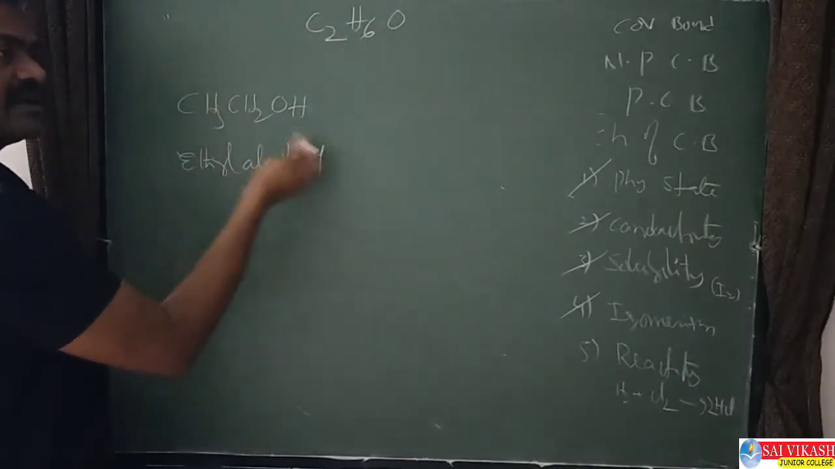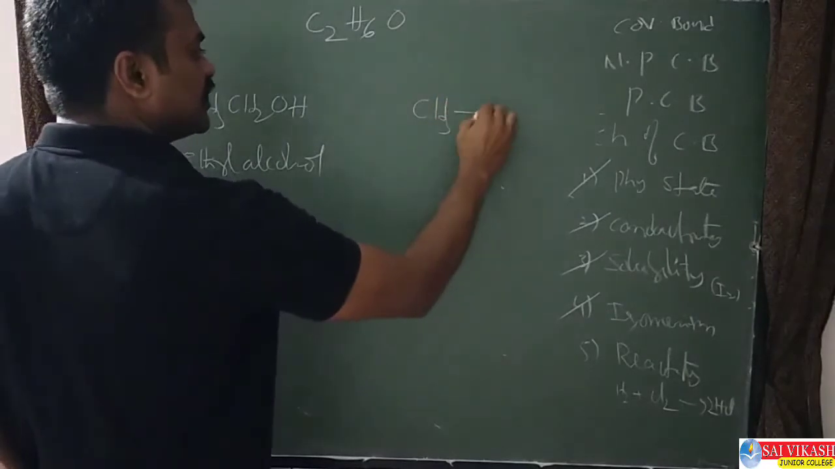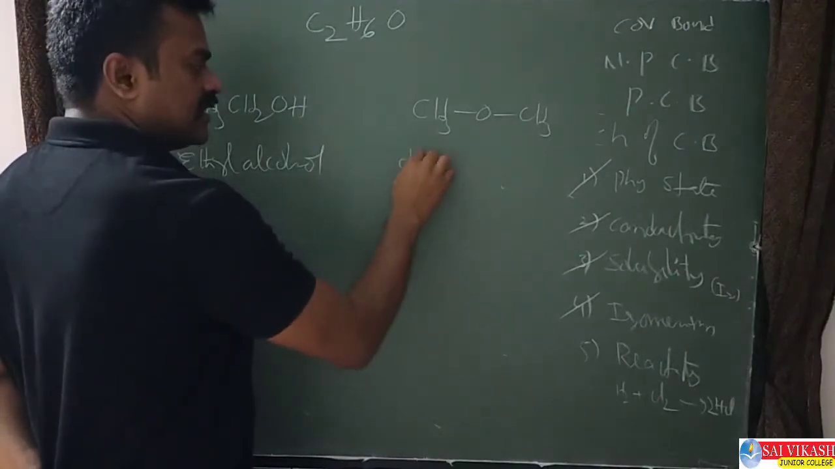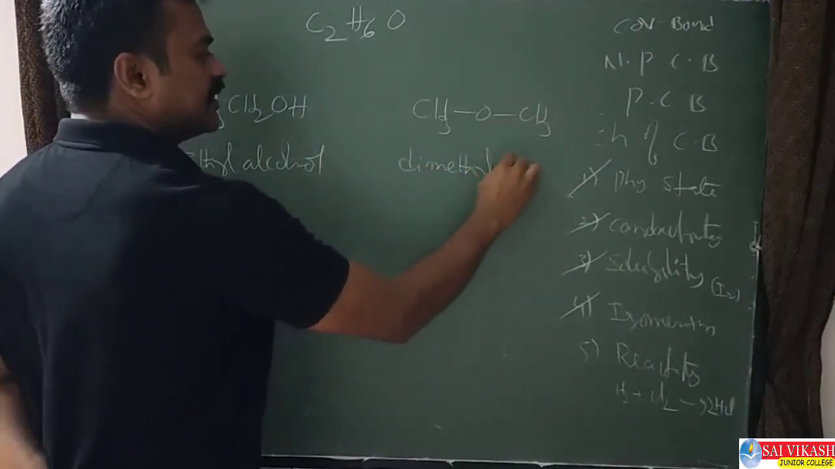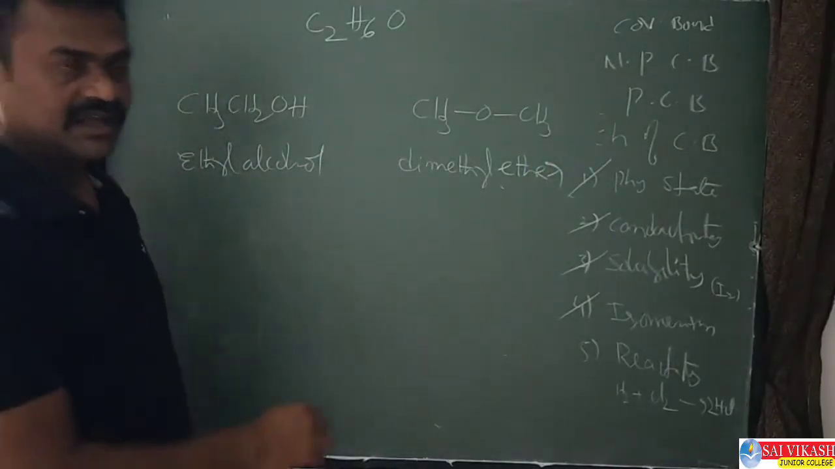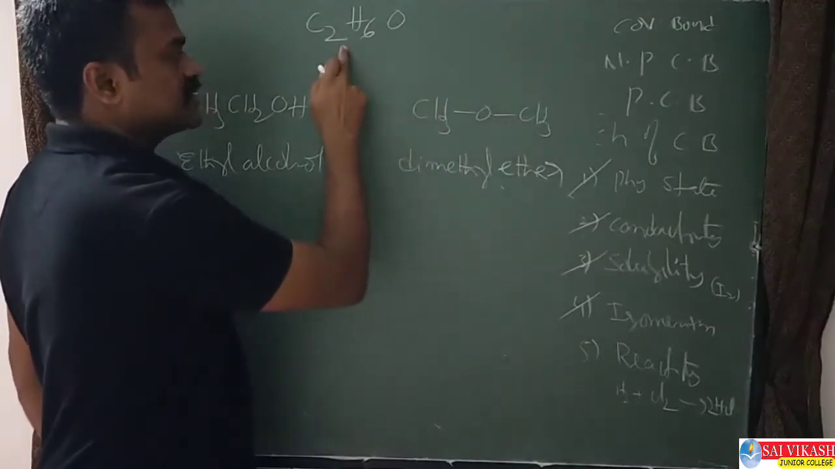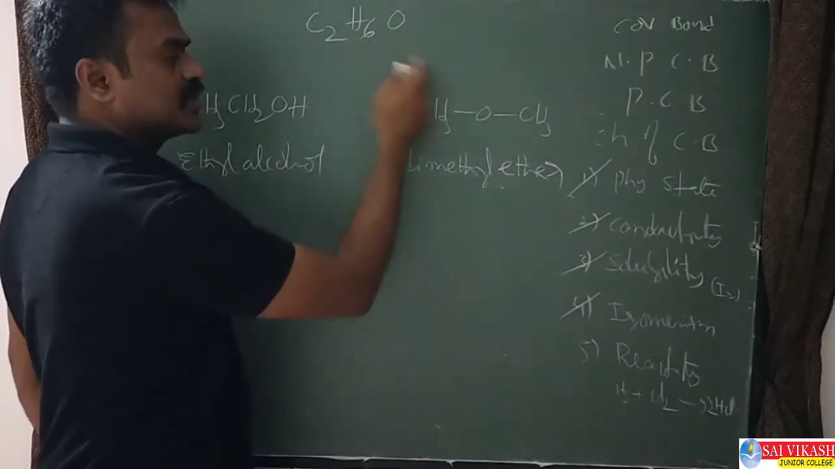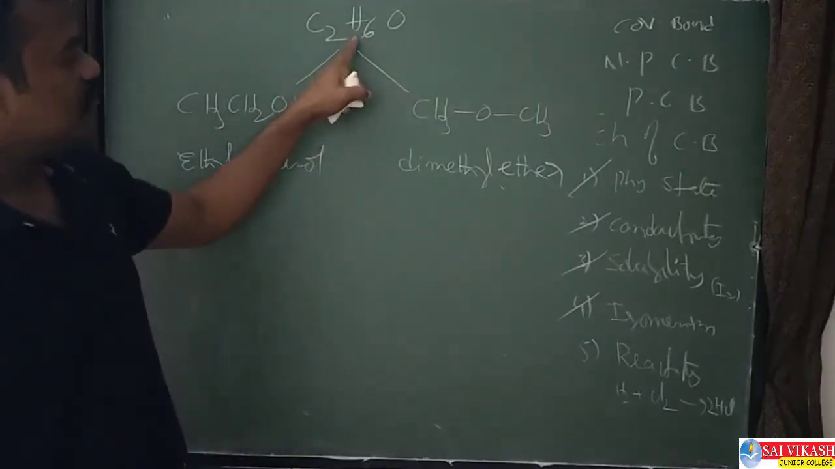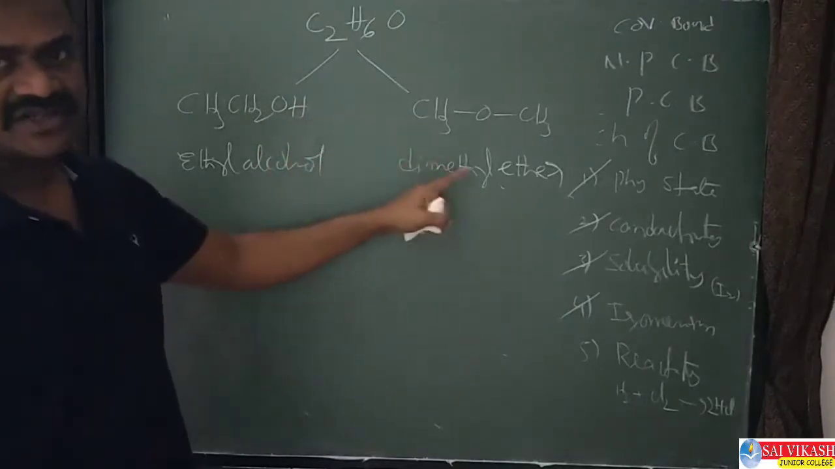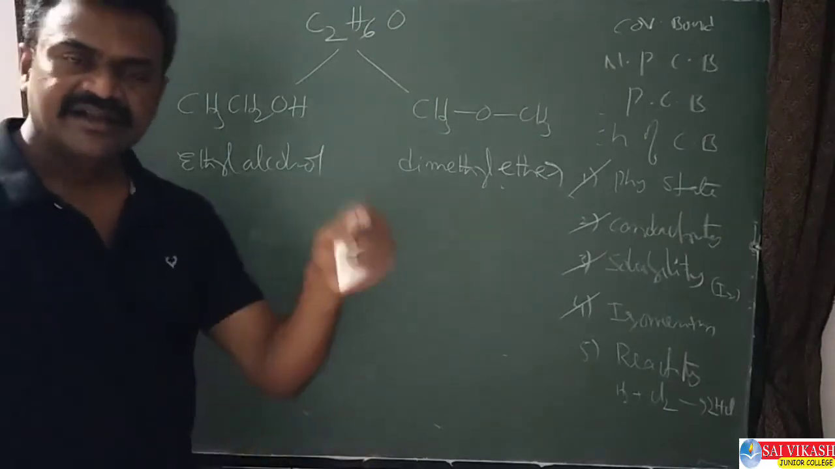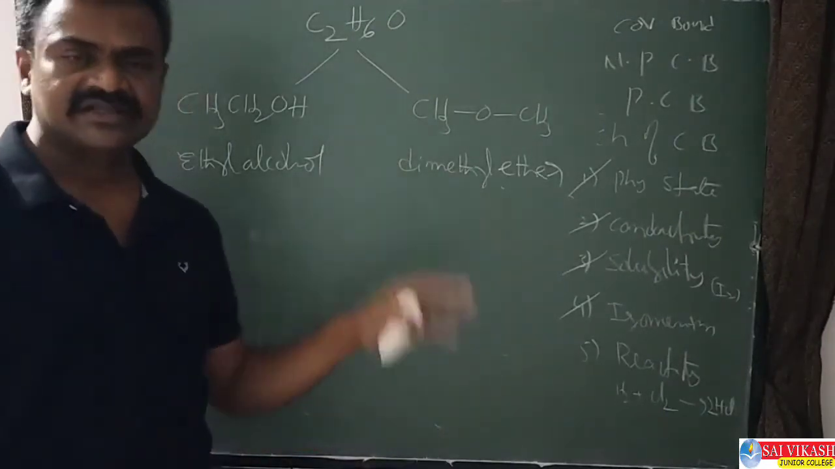This we can write in another way also. See, CH3OCH3. This is called dimethyl ether. In this case also, how many carbons? 2 carbons. How many hydrogens? 3 and 3, so 6 hydrogens. Oxygen is 1. So it is the same molecular formula, but they exist in different structures and have different names: ethyl alcohol and dimethyl ether. It comes in organic chemistry in class 11, where I'll tell you more.